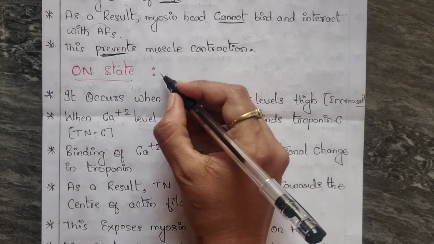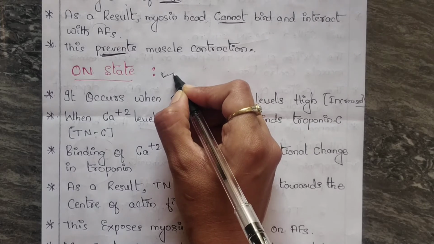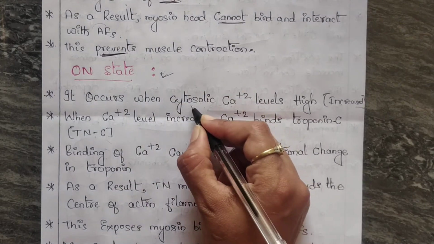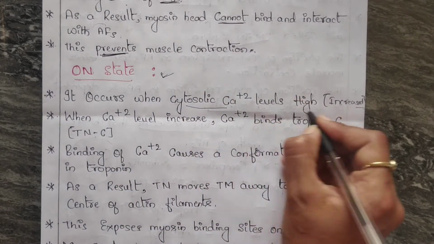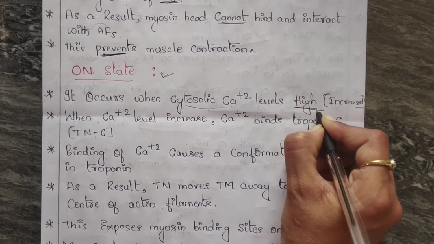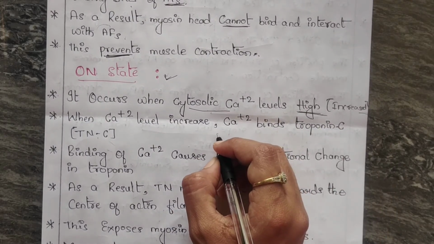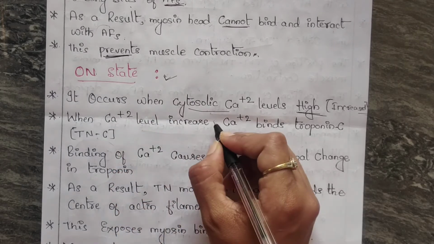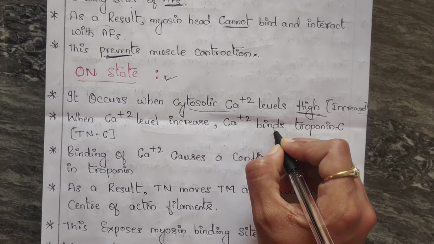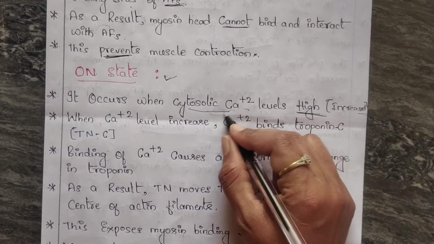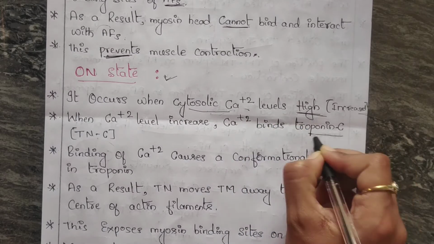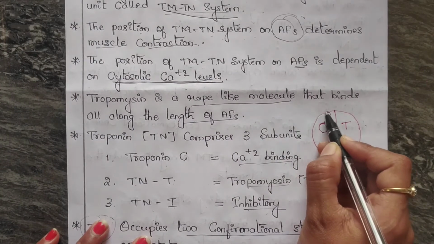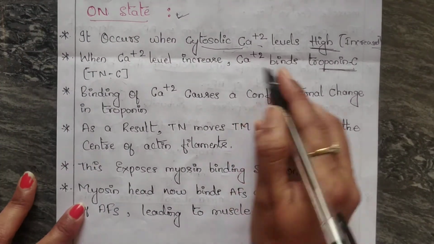Then move on to the on state. The on state occurs when cytosolic calcium levels are high. When cytosolic calcium levels increase, this calcium binds to troponin C. I showed previously that this calcium comes and binds to this site. Calcium comes and binds to the troponin C.